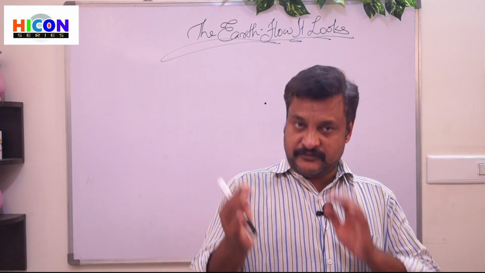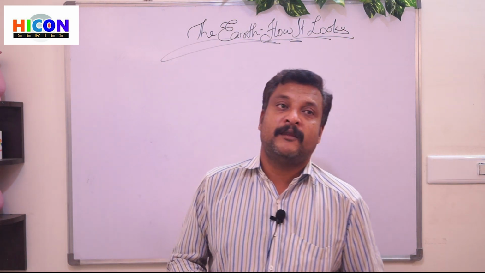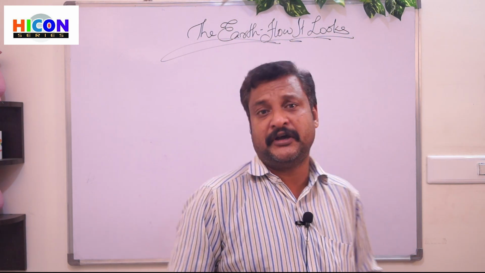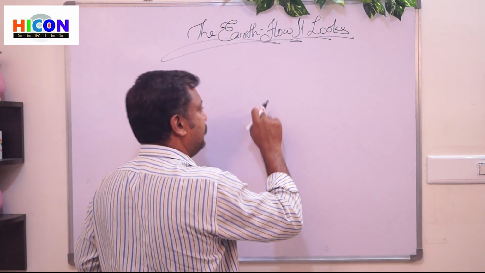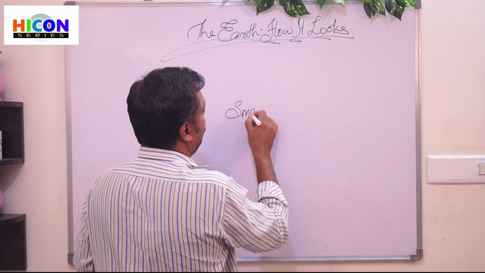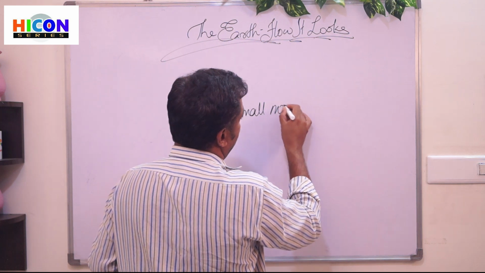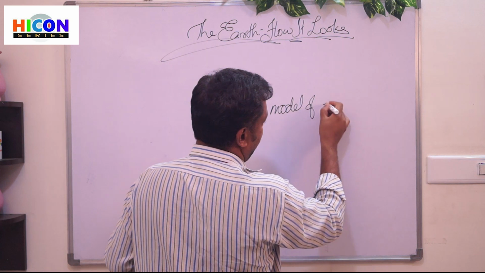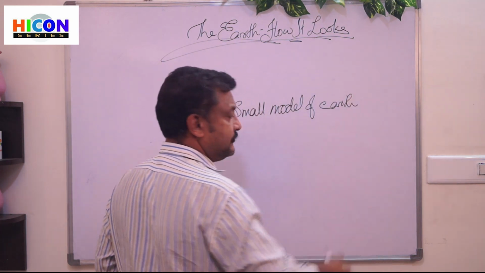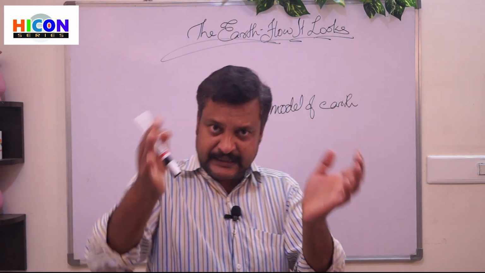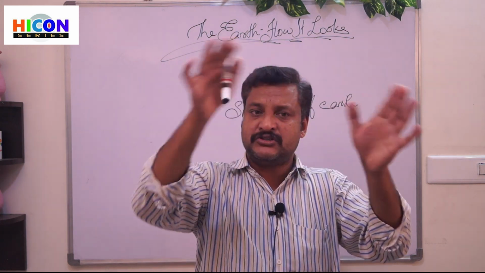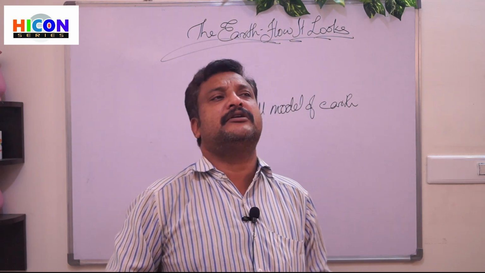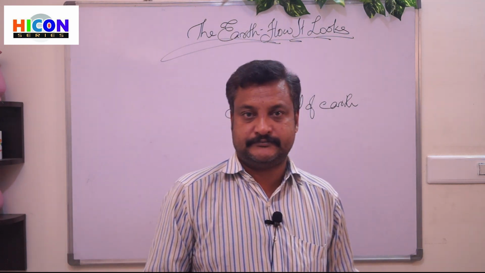So, because of this problem, we have made a small model of our earth. A small model of earth. That is also spherical in shape, and it has all the features on the earth printed on that.